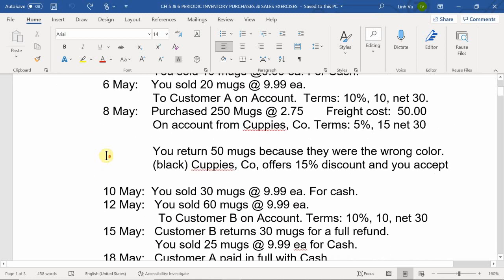Then on May 8th, we end up purchasing an additional 250 mugs on an account. However, we also received terms. Did we make the discount period if we decided to pay on May 30th? No. We ended up missing it again. We were supposed to make the payment on the 23rd of May, which we missed. And that very same day, we ended up getting an allowance for 50 of those mugs because they were the wrong color. So we also received a 15% discount here. Okay, so that's purchase number 2.